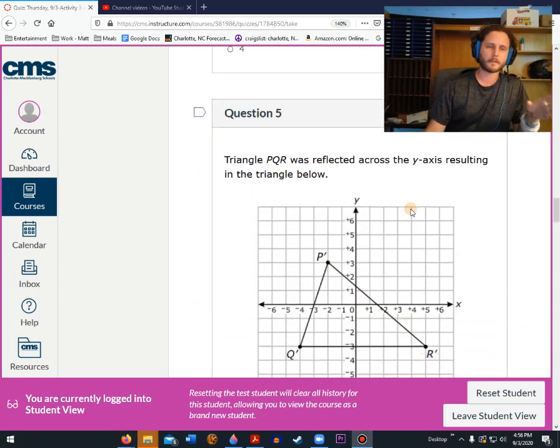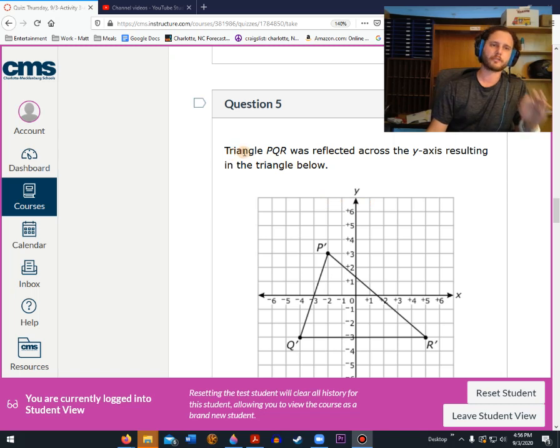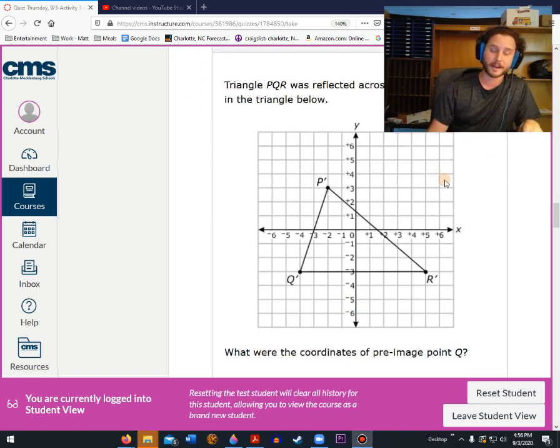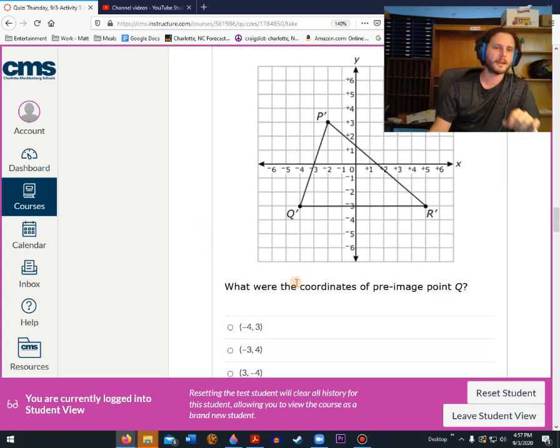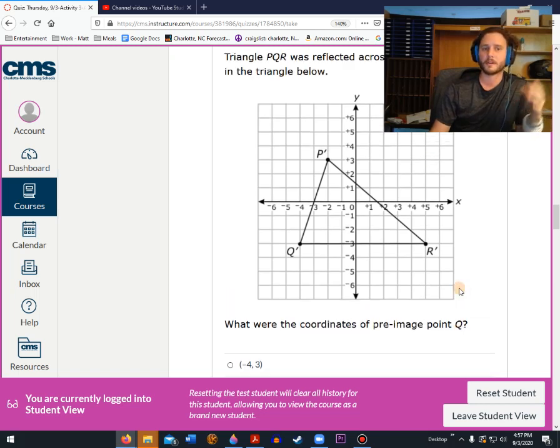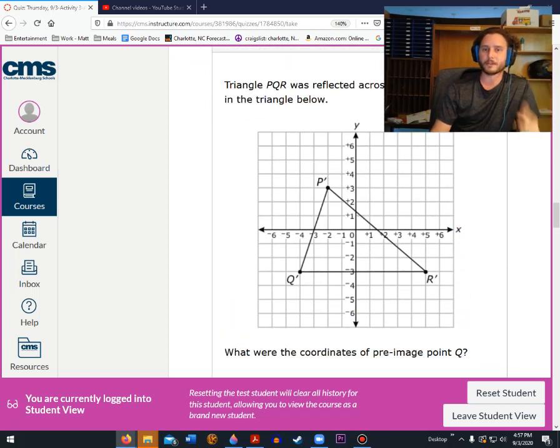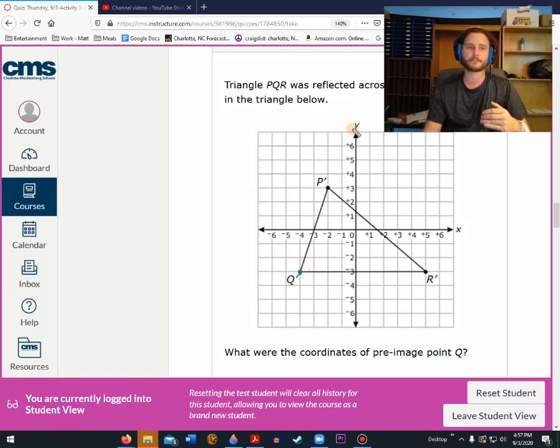All right, so for number 5, we have triangle PQR was reflected across the y-axis, resulting in the triangle below. So we're not looking at the original. We're looking at something that happened after a reflection over the y-axis. It's asking for the coordinates of the pre-image of point Q. So that's important. This is Q prime, and this is after a reflection across the y-axis.